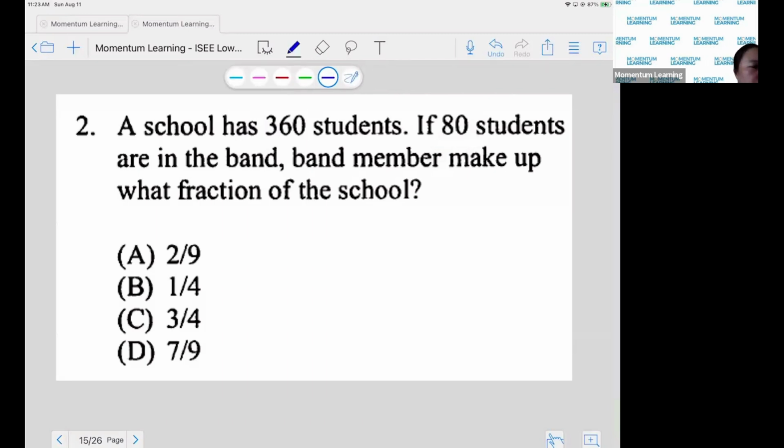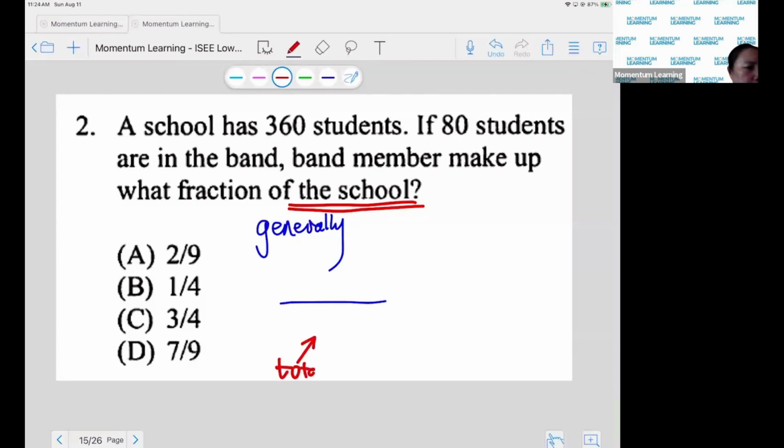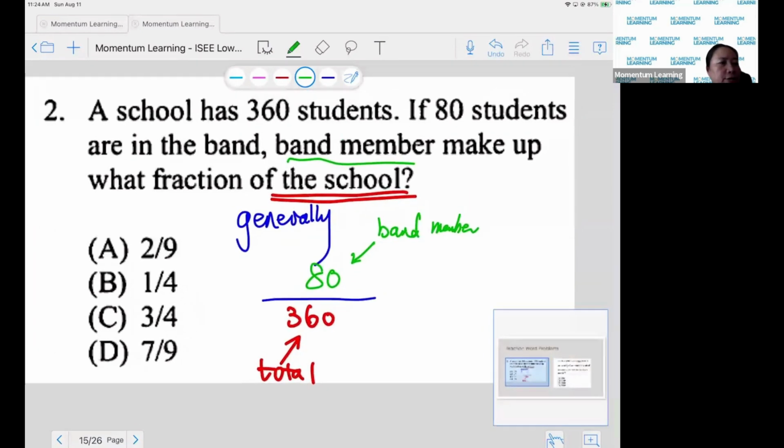Okay, so our general way. If you ask what would be the fraction, fraction means division. What fraction of the school? This is the total school. So what is my total? 360. And we want to ask what the band members make up, so band members will be on the top. How many band members? 80.